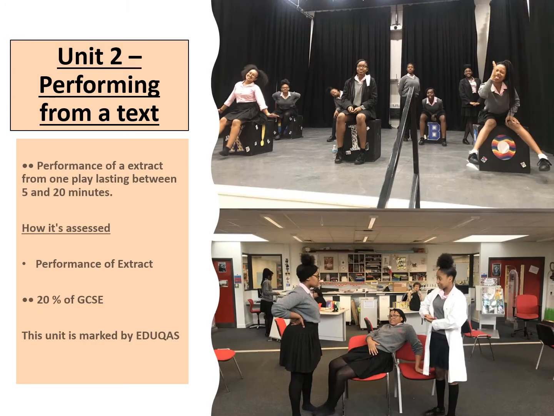Unit 2, Performing from a Text. This unit is your chance to show off your skills as an actor and bring a character to life on stage in front of a live audience. You will study 1 play and perform an extract from the play lasting between 5 and 20 minutes. The plays we study at GCSE Drama are exciting and inspiring and require you to understand the plot, themes, and character motives to be able to create a believable performance.